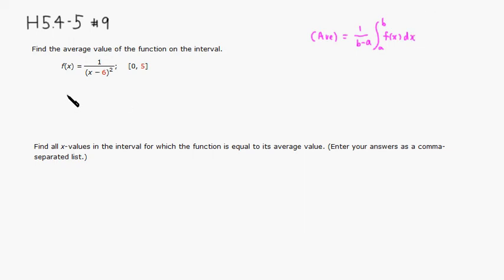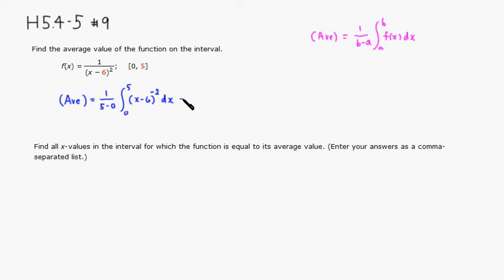So average value of this function is going to be equal to 1 over, b is 5 minus a is 0, so integral from 0 to 5. I don't like this fraction, so I'm going to write it as the quantity x minus 6 raised to the, since it's in the bottom, negative power, and the 2, dx. Let's evaluate that.